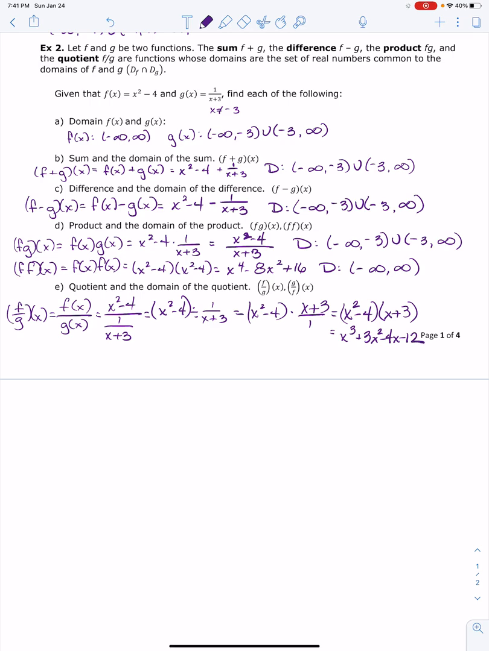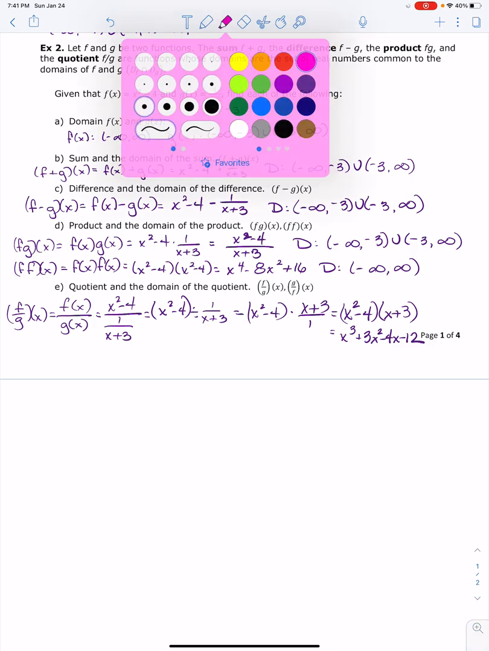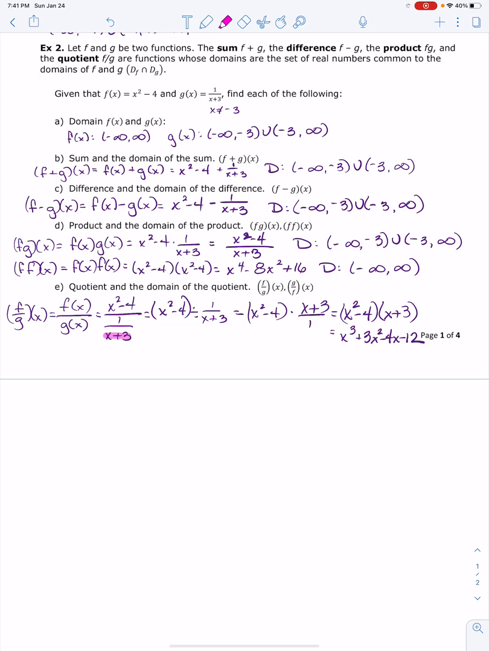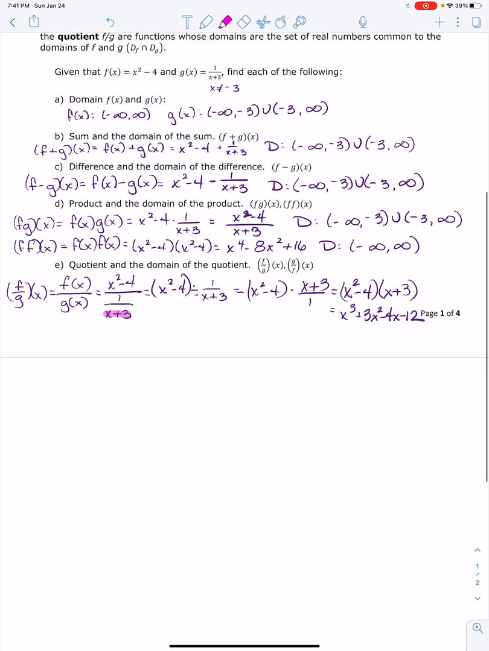Notice that the final version is a polynomial. We really have no issues with the domain here, but we do need to go back to the beginning, and this x plus 3 in the denominator is going to be an issue for us. So our domain here still has to accommodate for the fact that we cannot plug in negative 3. It's going to create an issue in our denominator.